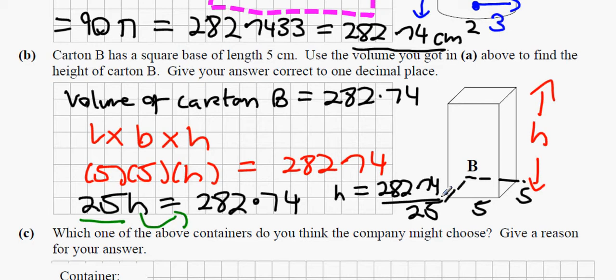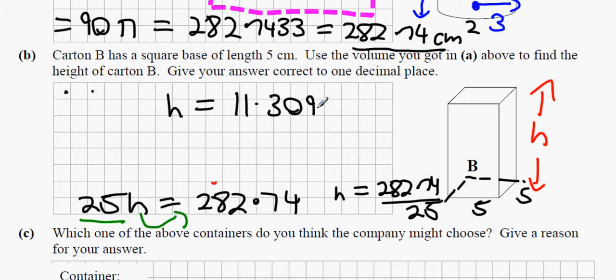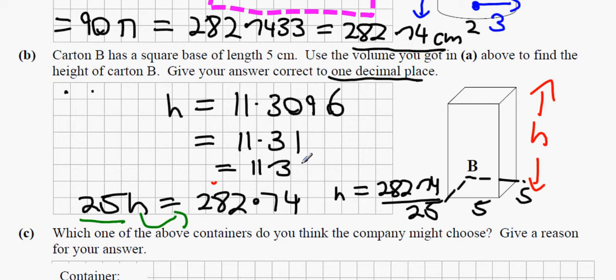The height, therefore, must equal 282.74 divided by 25, and you're going to get 11.3096. Give your answer correct to one decimal place. So to one decimal place, it's 11.3. The answer is 11.3.